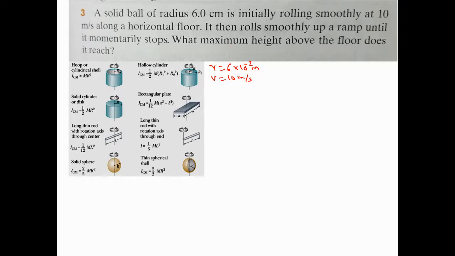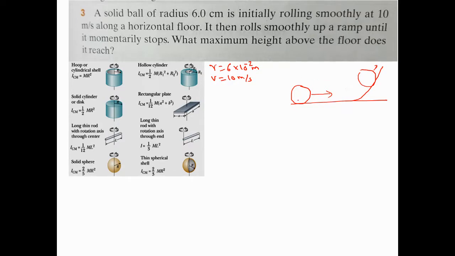It then rolls smoothly up a ramp. That means you can see the picture, brother. So your ball will be rolling, and after some time, what happened? The surface will be like this. So the ball will be rolling smoothly on the surface, and after some time, what will happen? It will reach this type of structure, and now the ball will be rolling like this. Am I right? Yes, you're right.